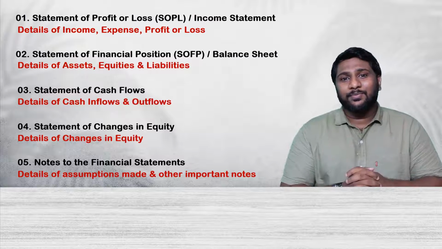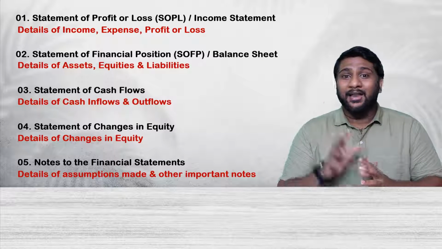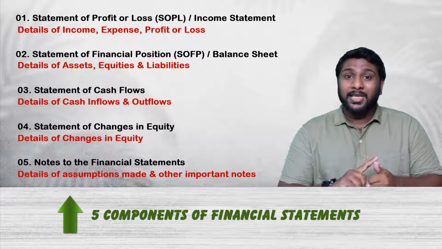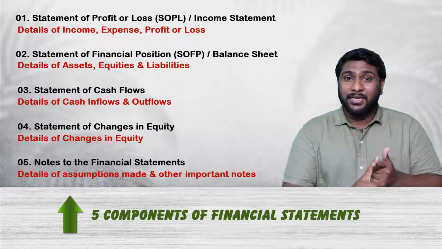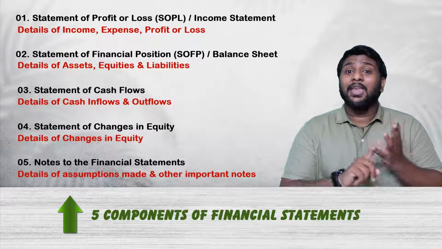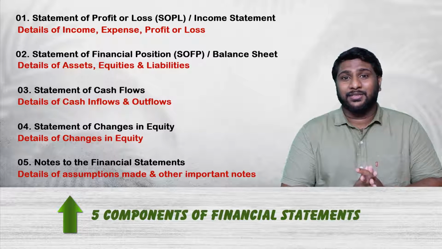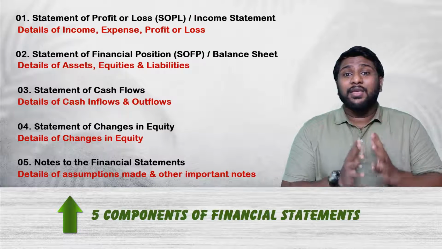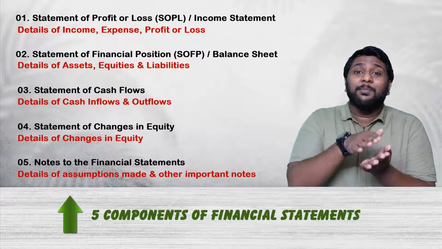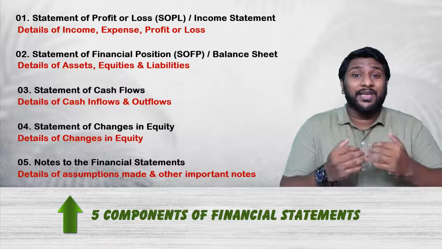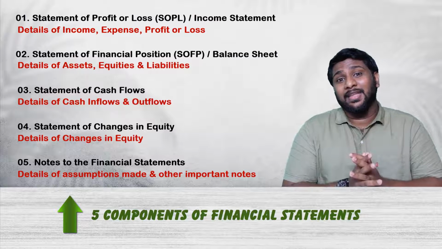So as I said, in financial statements there are 5 components. What are the 5 components? Statement of profit or loss, statement of financial position, statement of cash flows, statement of changes in equity, and notes to the financial statements. So for the people who are interested in the organization, when we are providing information, we will provide these 5 sets of statements. So they can go through these 5 sets of statements and they can take the decision.